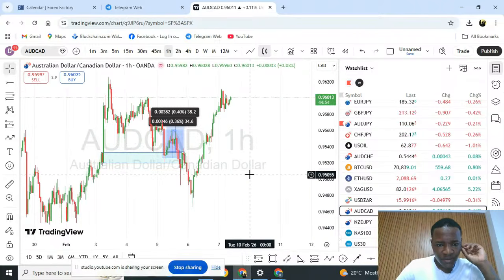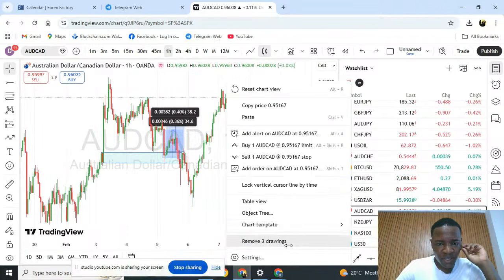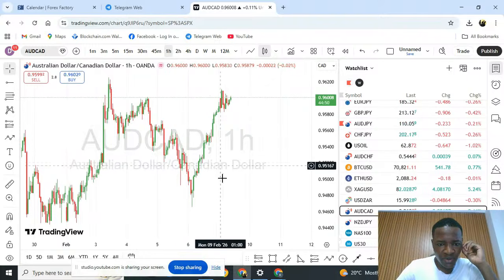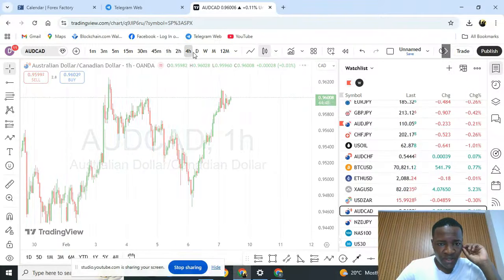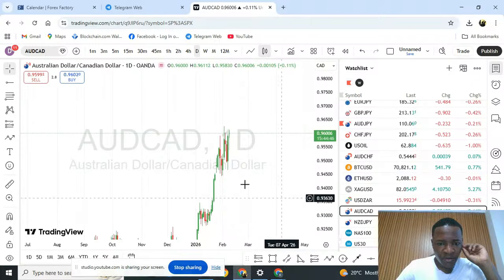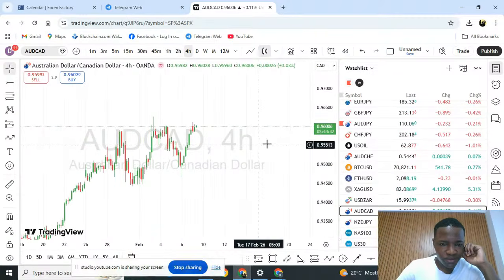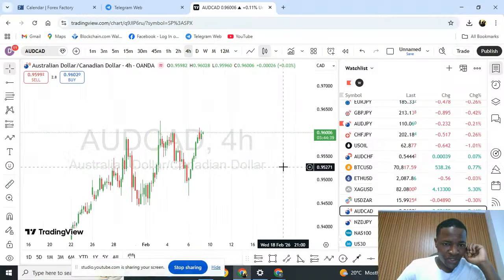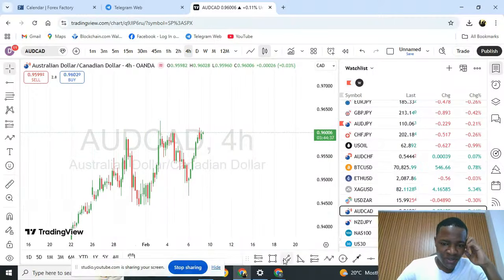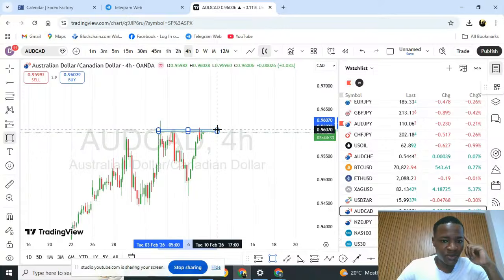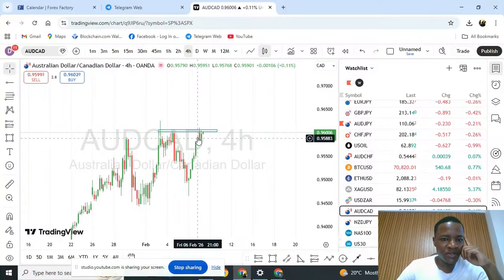AUDCAD, we have an order block. I can see the order block. Let's try to check the trend of the market. The trend of the market on the daily time frame is bullish, on 4 hours. So for those people I teach on Forex, what is this? Can you see this? There's a concept I talked about in the office, and this is rare. This one you can find in any book, and I talk about it. What can you see on 4 hours?